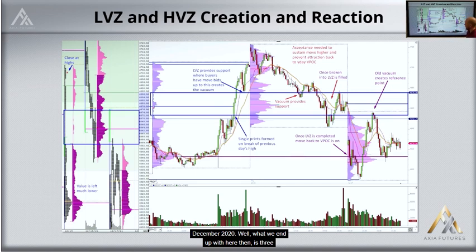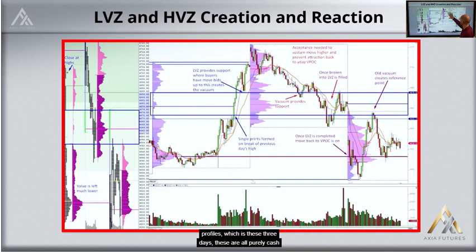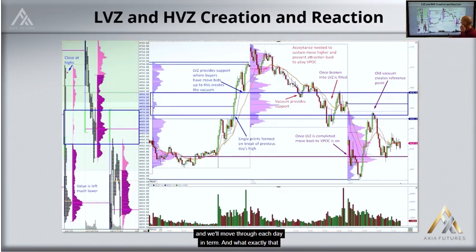What we end up with here then is three profiles, which is these 3 days. These are all purely cash session S&Ps. So we're not looking at the overnight session, pure cash session. And what you have here, first day, and we'll move through each day in turn and what exactly that implies the next day. So this is a little introduction to what I call mapping, and we're going to spend much more time on looking at the stepped process of mapping as we go through this week.